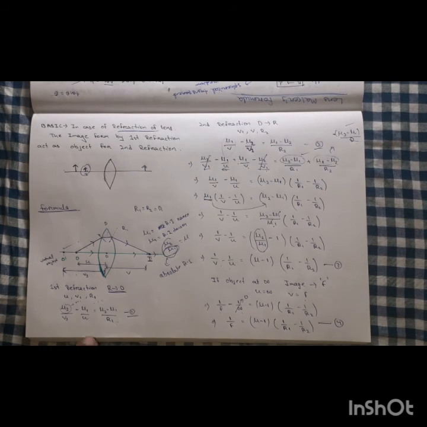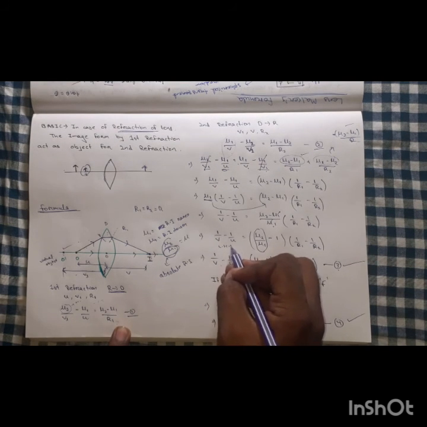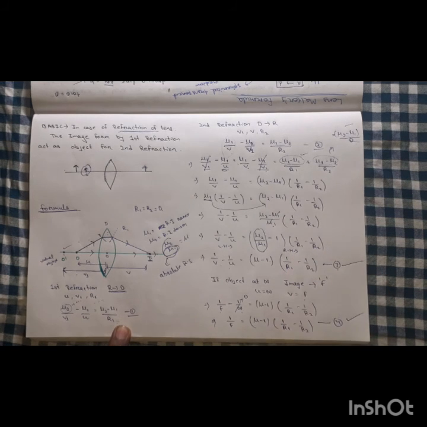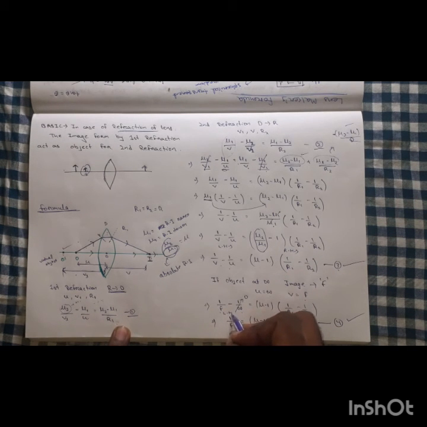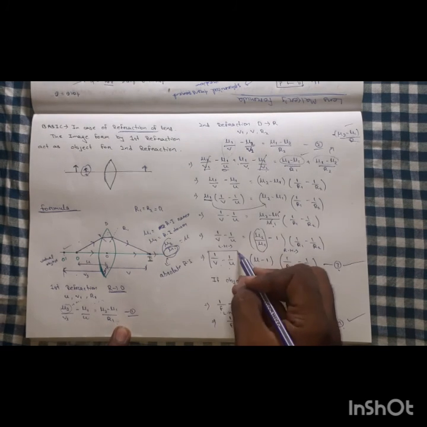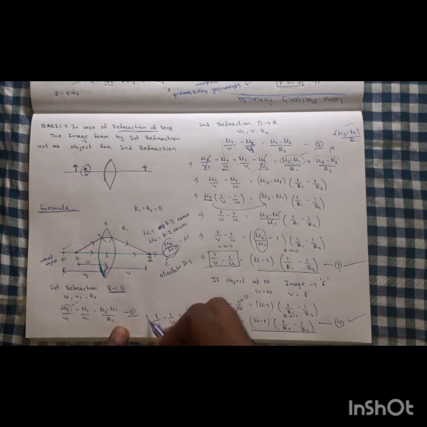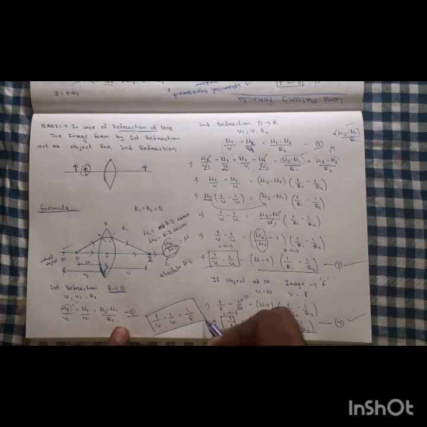Okay. Then see equation 3 and equation 4. Equation 3, this is LHS, this is RHS. Equation 4, this is LHS, this is RHS. Both have the same RHS. If both have the same RHS, then both LHS will be the same or not? Yes. Then 1 by v minus 1 by u equals 1 by f. It is your lens maker formula.